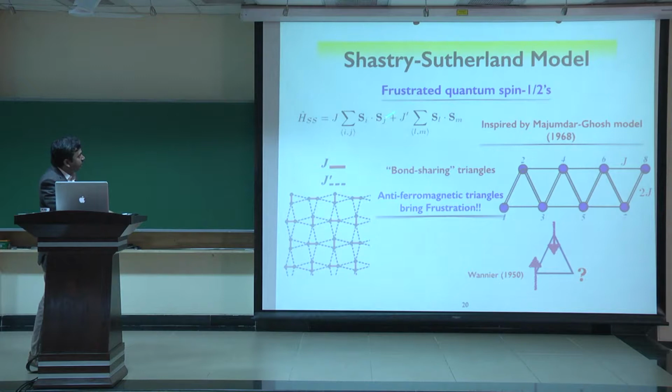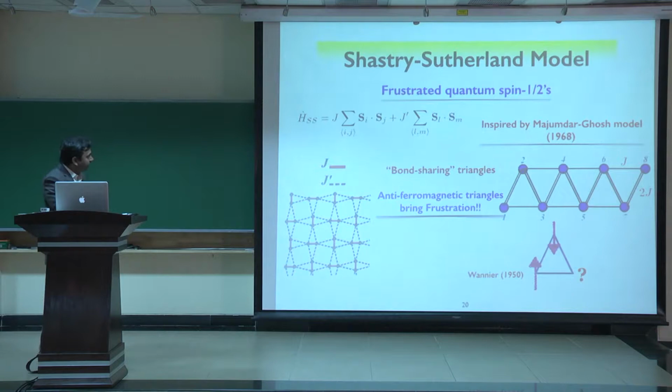And the frustration, I mean, this has been repeated earlier, but I'll repeat it one more time: if you have triangles and the pairwise bond interaction between the spins on the triangle is antiferromagnetic, then, for instance, take this cartoon. If this is up, this is down, then what is this spin? And this is the neatest, simplest way you can think about frustration. And here, you have lots of triangles. So, for instance, there is this triangle sharing a bond with that triangle. And so, at the level of constructing this lattice, you can think about the Shastry-Sutherland lattice as an arrangement of bond-sharing triangles.